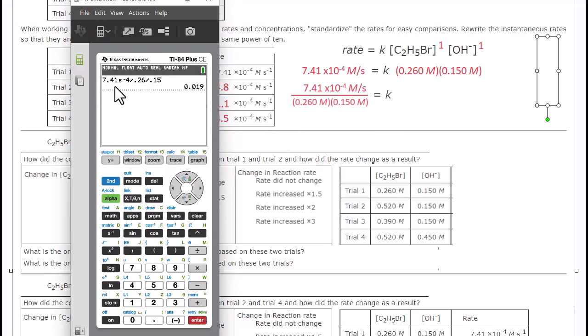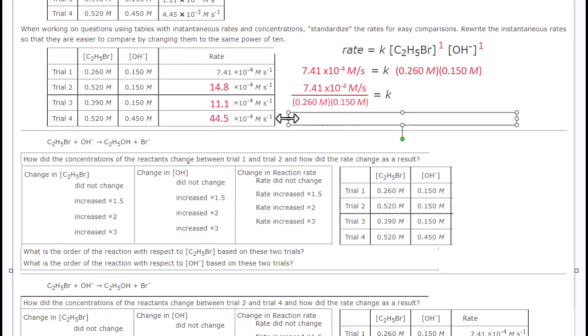0.019, that sort of makes sense. We have a small number divided by a number less than 1. Less than 1, we'd expect a larger number, 0.019. And that's good. Here it is, 0.019.